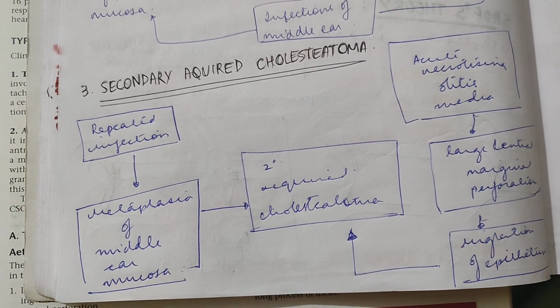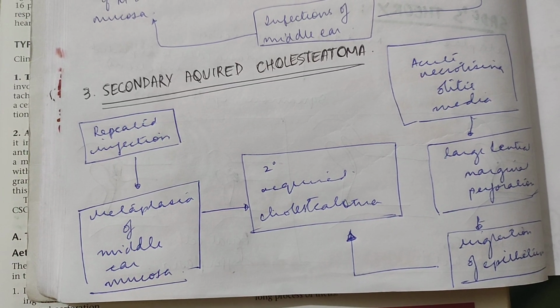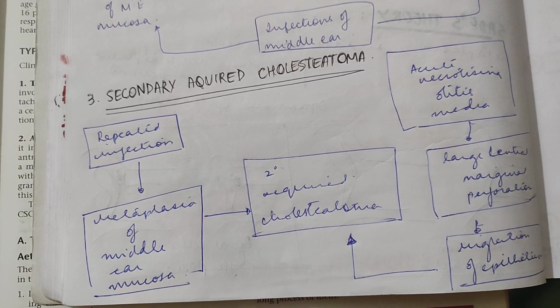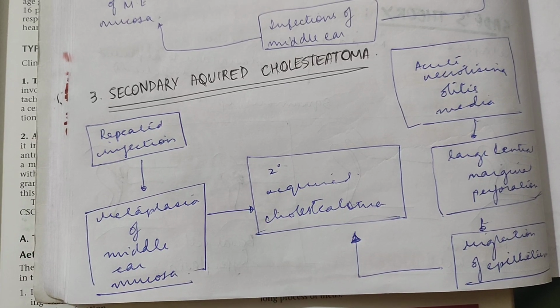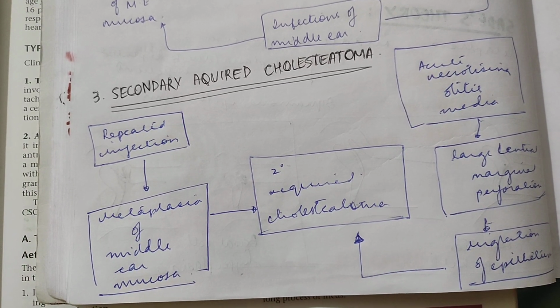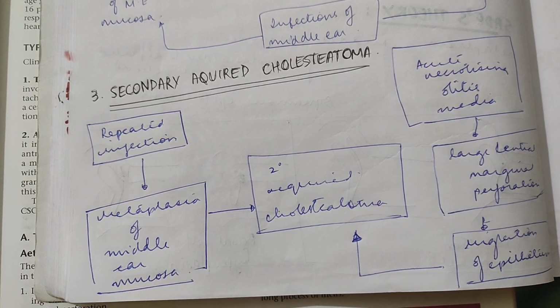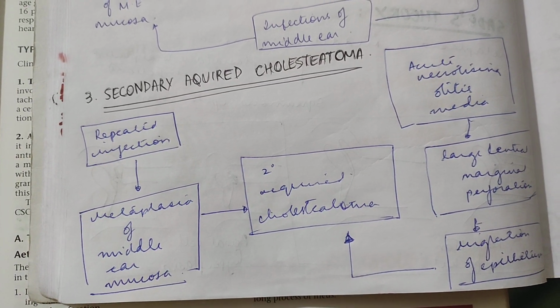complications. Bone destruction happens by various enzymes, that could be collagenase, acid phosphatase, proteolytic enzymes, which are liberated by the osteoclasts and mononuclear inflammatory cells, which are seen in association with cholesteatoma.